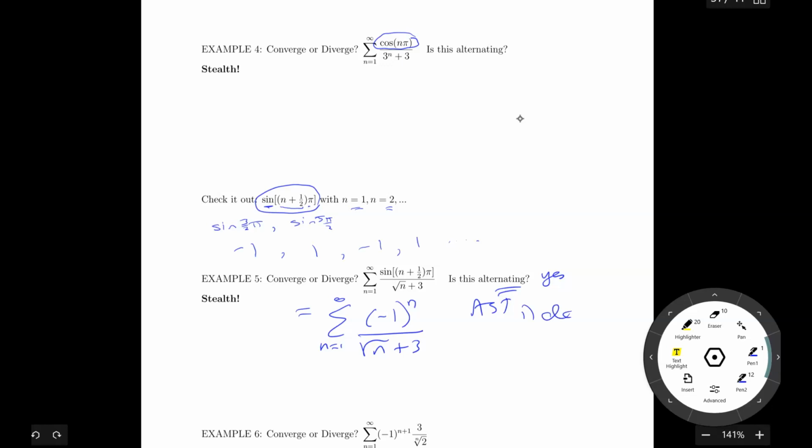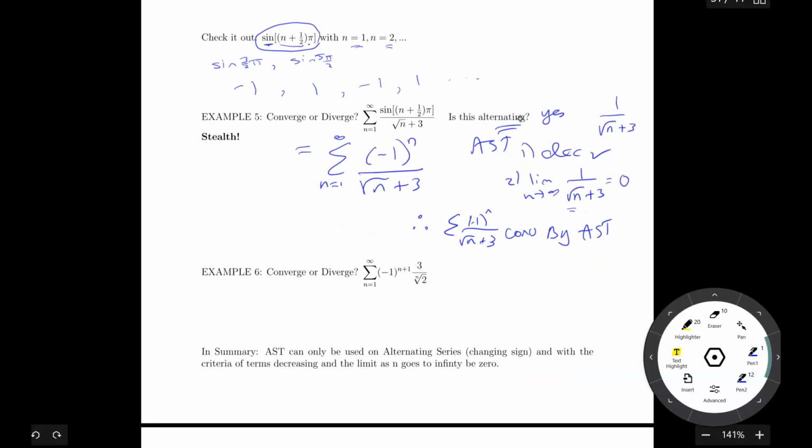Does it look like the positive terms are decreasing? That these terms of 1 over root n plus 3, as n's are getting larger, do they look like they'd be getting smaller? Check. If I take the limit as n goes to infinity of this, using highest powers, I get 1 over infinity, right? So that gives me 0. So then I can say that this thing converges by AST.